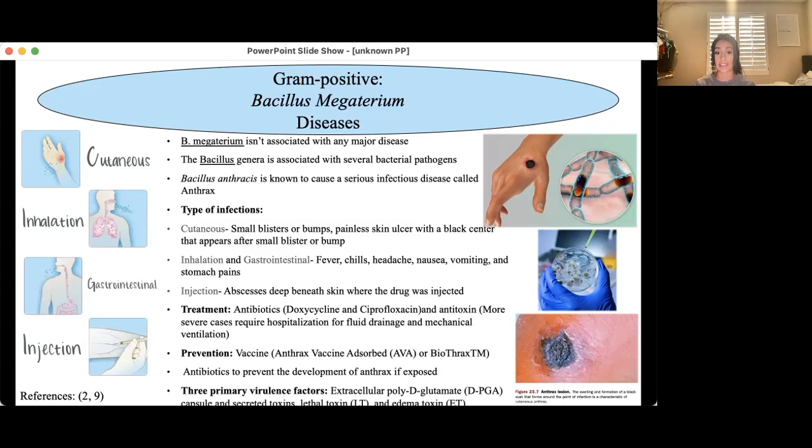Prevention of anthrax is from a vaccine. They have an AVA vaccine. Antibiotics are also prescribed to prevent the development of anthrax if you've been exposed to it. Anthrax is associated with 3 virulence factors. They're known as DPGA, LT, and ET. ET and LT are exotoxins, and DPGA is a capsule.